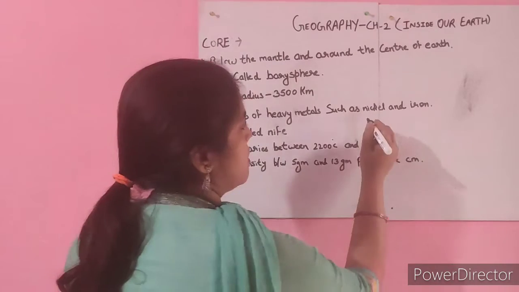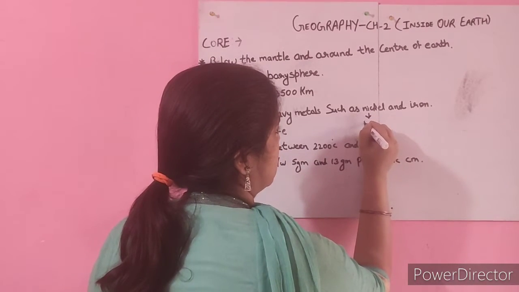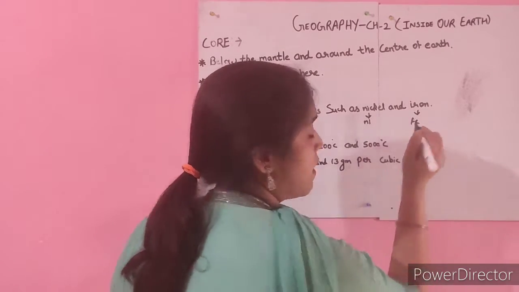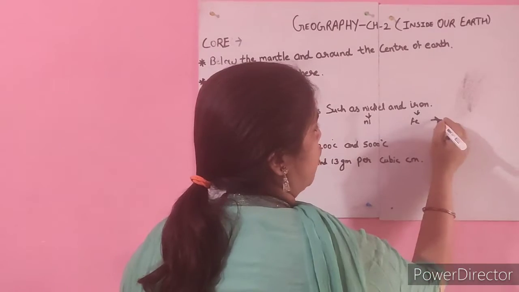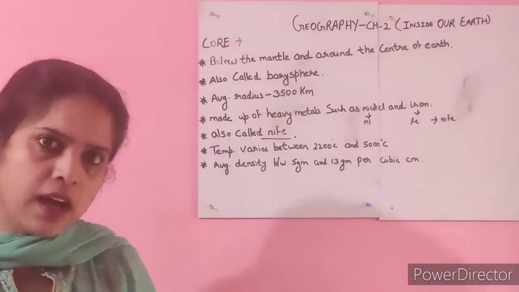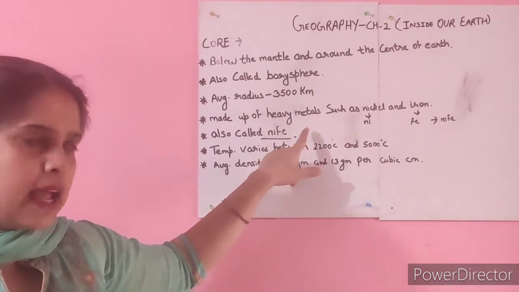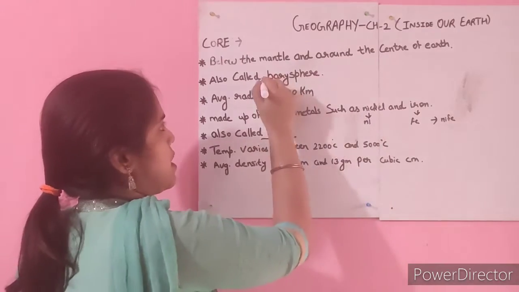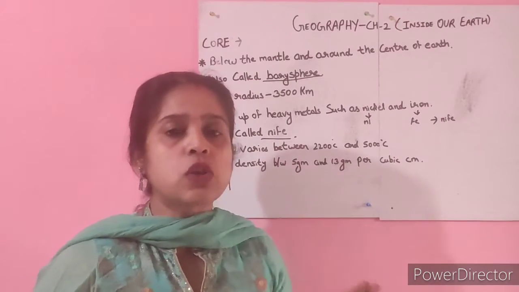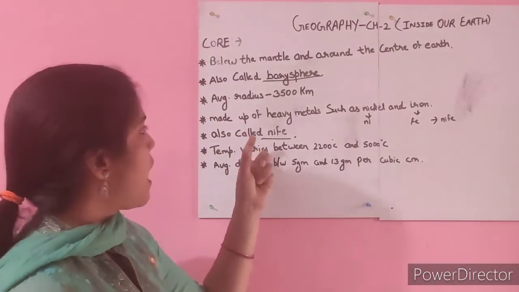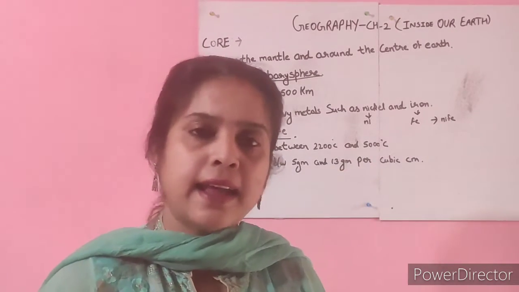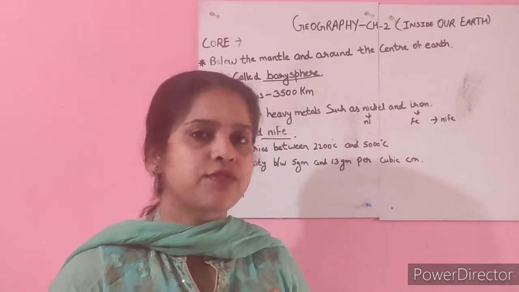See, this nickel, Ni, this iron, Fe. Now when you join this Ni, Fe, it forms NiFe. Clear? Therefore, it is also known as NiFe. Core is also known as barosphere. It is also known as NiFe because of the two metals that it is made up of, that is nickel and iron. Ni stands for nickel and Fe stands for iron.